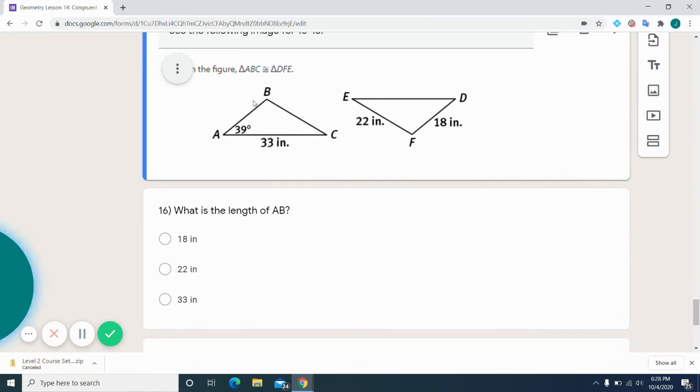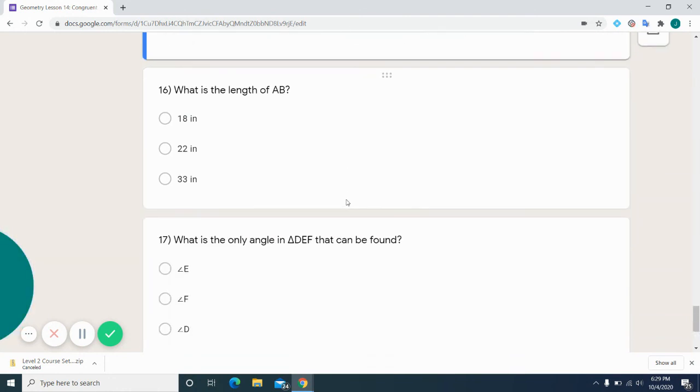So we could look at it. AB is the shortest out of all the sides. Where's the shortest side here? That would be DF or FD. So 18 inches, so we could pick 18 inches. What you could also do, though, is see AB would be the same as DF. So look for DF right here, 18 inches.